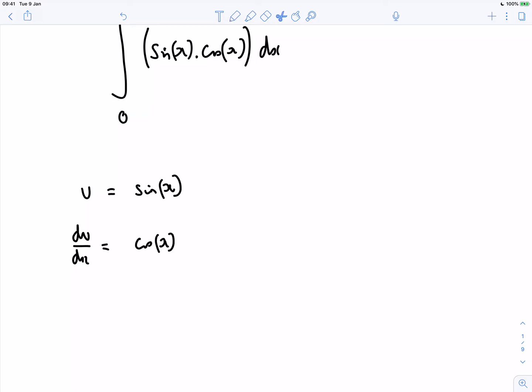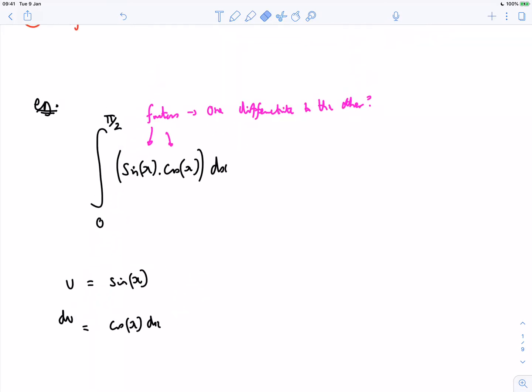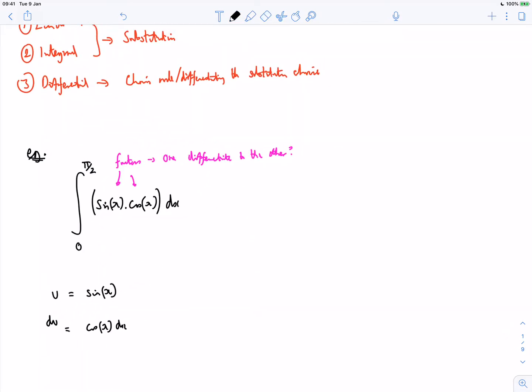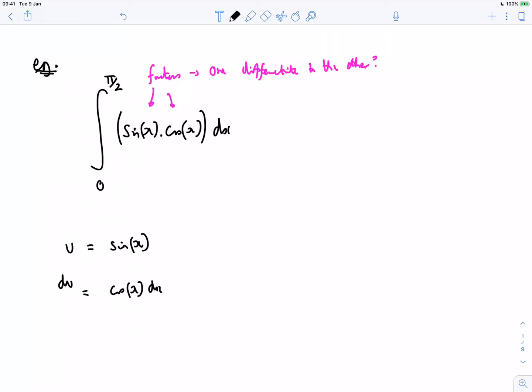Why is this good? Because if I let u equal sine of x, then if I differentiate with respect to x both sides, then u becomes du by dx, and sine x differentiates to cosine x. I'll then decouple this differential down here to bring the dx over to here, like so. And now this is what I mean when I talk about using the chain rule with the differential bit. I now know that wherever I see cosine dx, I can replace it with du.